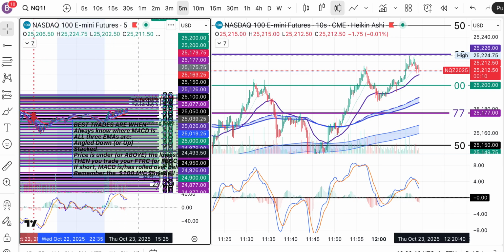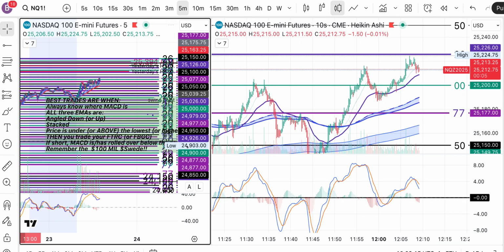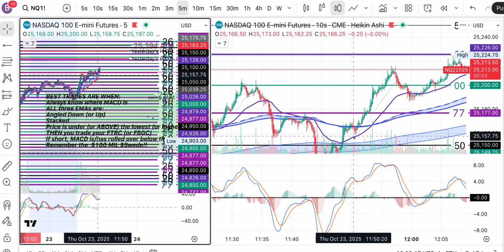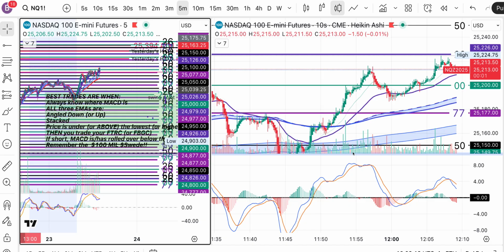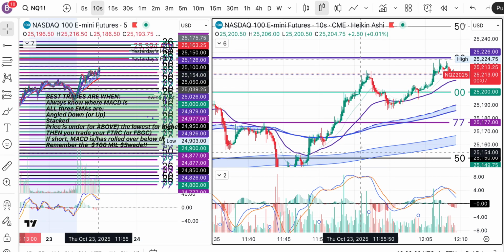Alrighty, so I'm just going to go through this trade plan one more time here. Try to do it a little bit quicker. I have three EMAs on my chart, and I also have MACD at the bottom here.